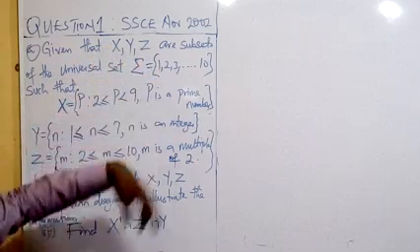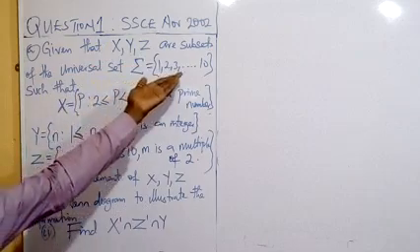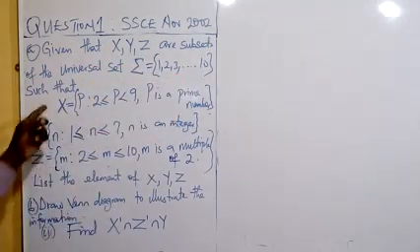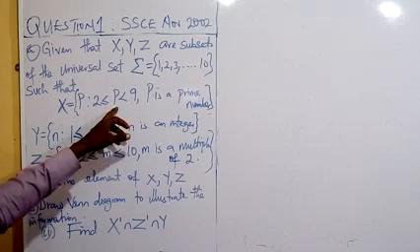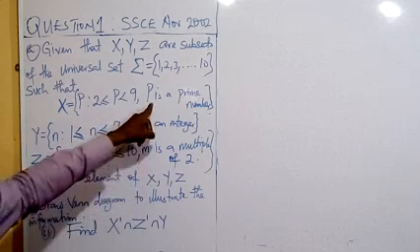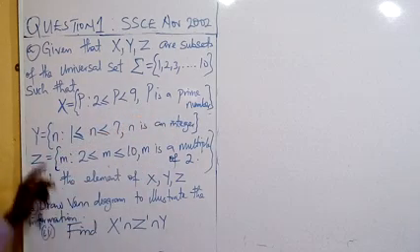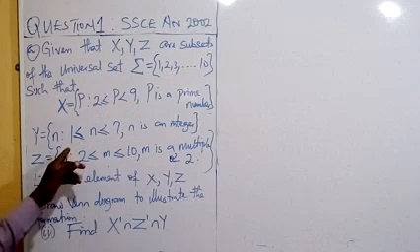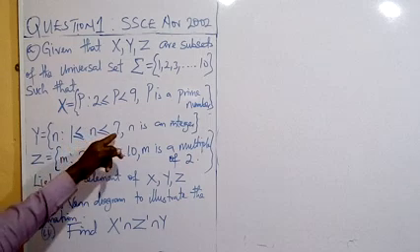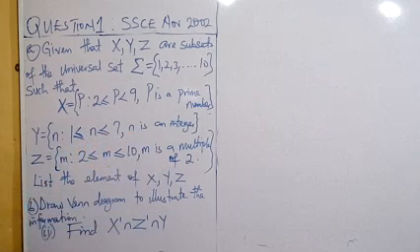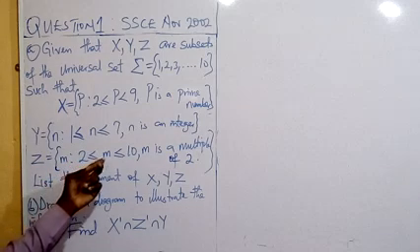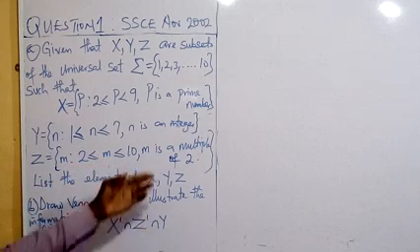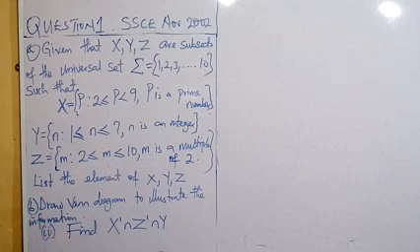Given that X, Y, Z are subsets of the universal set, this universal set from 1 to 10, such that X equals P, where 2 less than or equal to P less than 9, where P is a prime number, and Y, where 1 less than or equal to N less than or equal to 7, and N is an integer, and Z, we have M, where 2 less than or equal to M less than or equal to 10, and M is a multiple of 2.